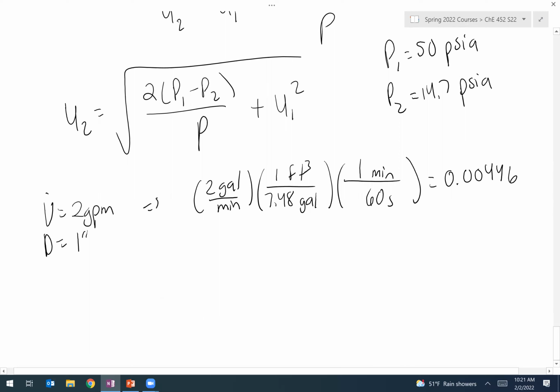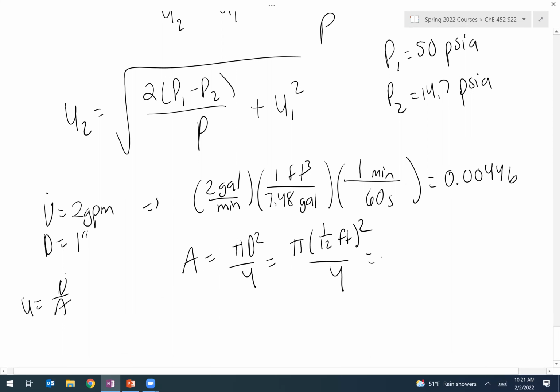And then I just need to get my area, or my velocity, which I know from continuity is flow rate over area. I need my area, which is pi d squared over 4, or pi times (1/12 feet) squared over 4. Which, doing this real quickly, I get 0.00545. And this is square feet.